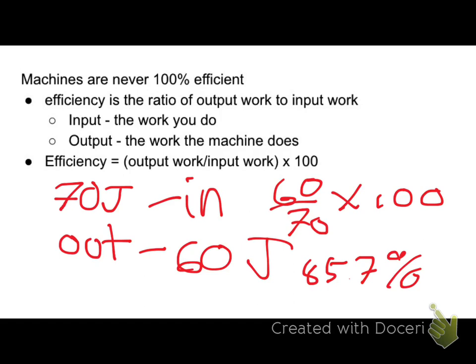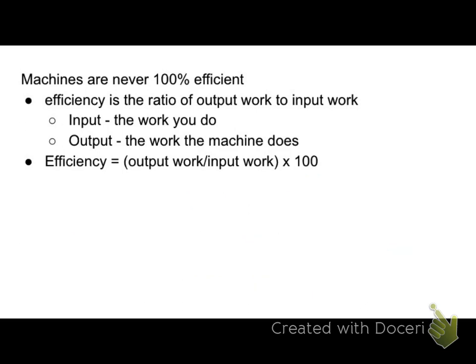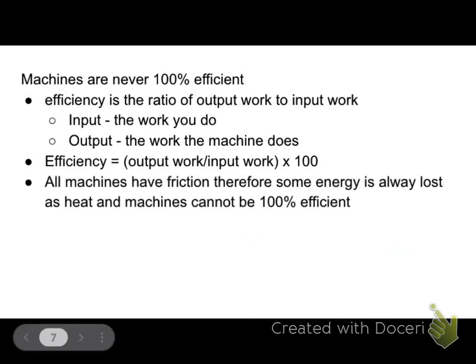So if I give you input in joules and output in joules, I want you to calculate the efficiency to a percentage. Okay? Questions about calculating efficiency? As we said, all machines have friction, therefore some energy is always lost as heat and machines will never be 100% efficient. So that should be our second of our 2 disagree or agree statements that you have an answer to.